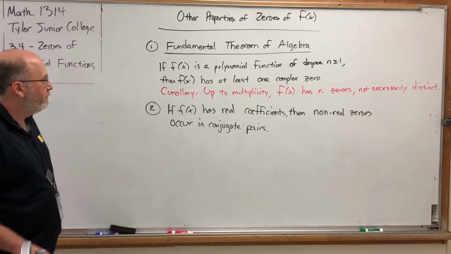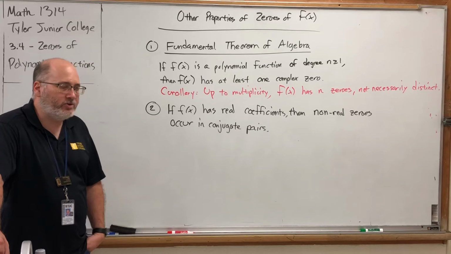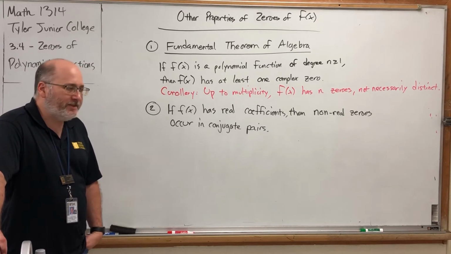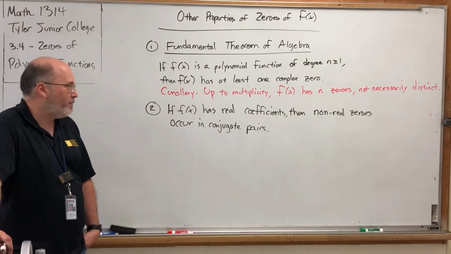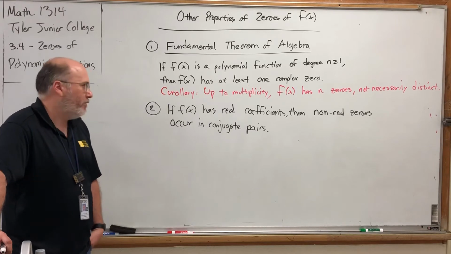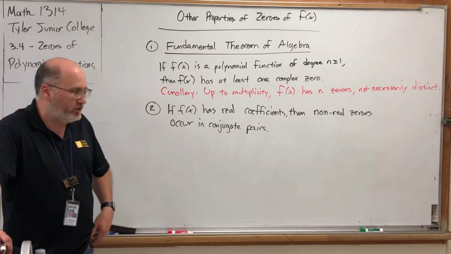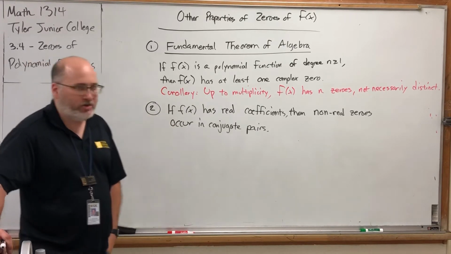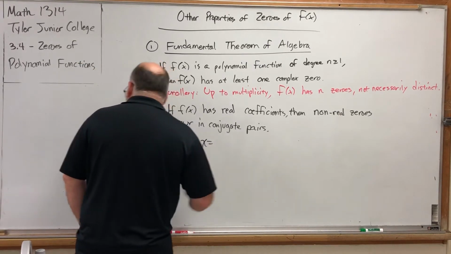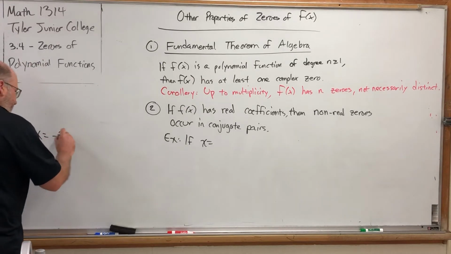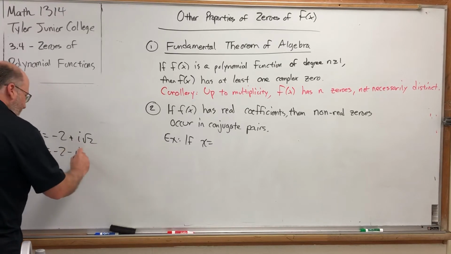Second property of zeros. If your function has real coefficients, because there are polynomial functions, well, technically speaking, a polynomial function can have non-real coefficients. We just don't study them in this class. However, if a polynomial function has real coefficients, so there are no i's in the function, then non-real zeros occur in conjugate pairs. So for example, we just saw one: negative 2 plus i square root of 2 and negative 2 minus i square root of 2.